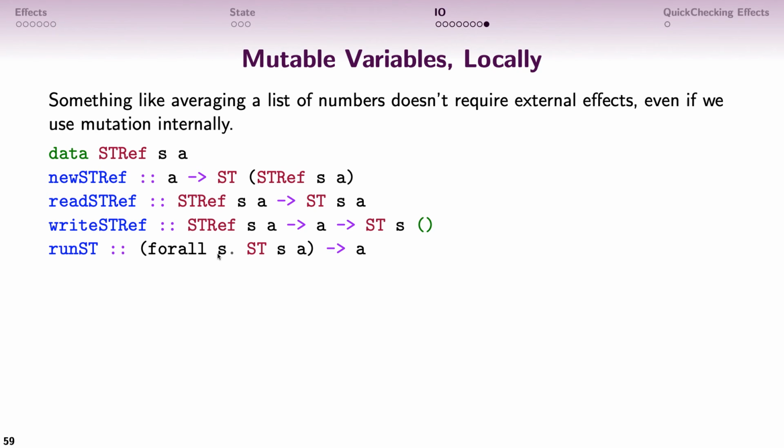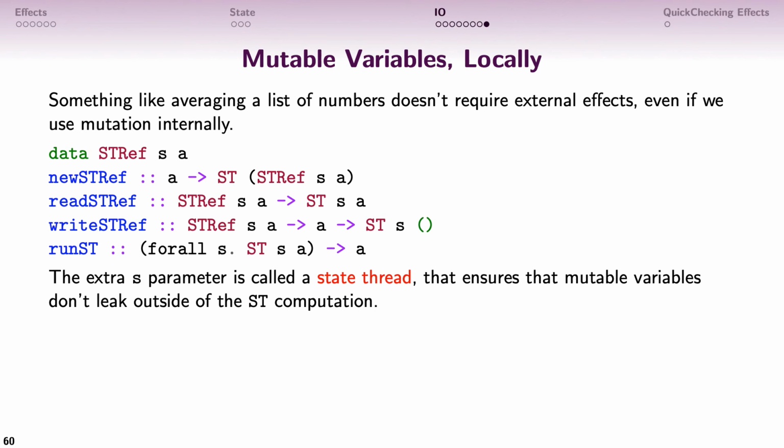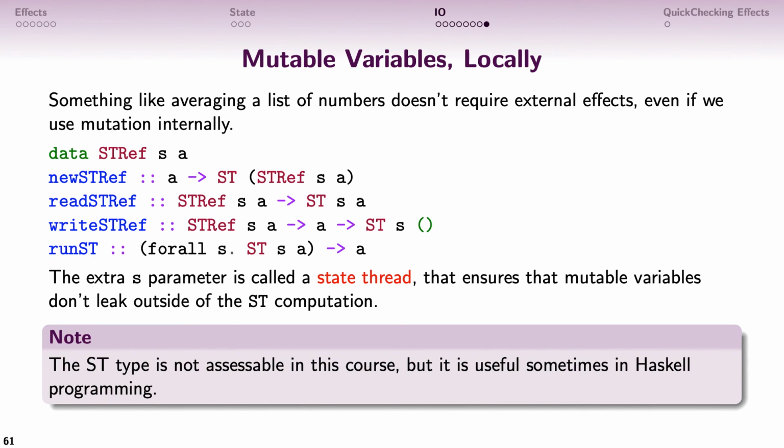And this s parameter here is what prevents these variables from leaking outside and having their effects be observable outside the ST computation. Now this ST monad is not examinable in this course. It's just a useful thing to know, because if you ever need to do some efficient, high performance mutation inside Haskell, you can do it this way. You can use this ST monad. So it's just worth noting that it exists.